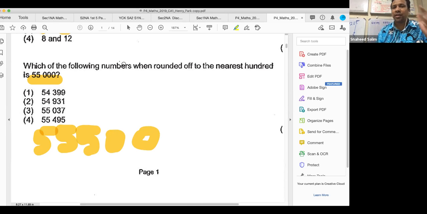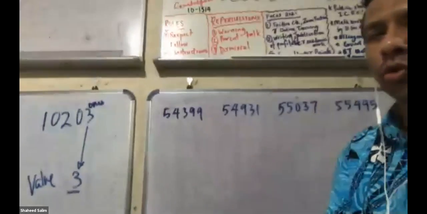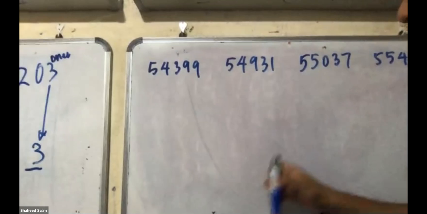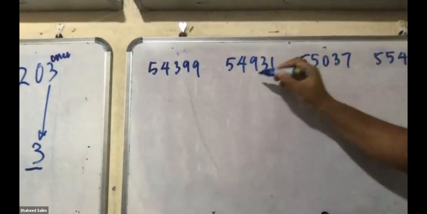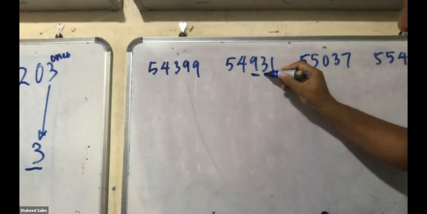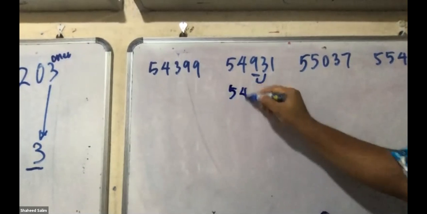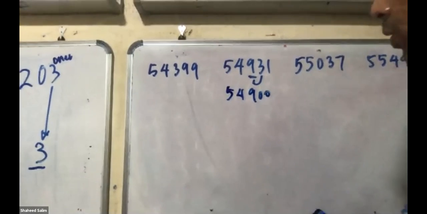This one now is the unique one. That's why I want to show you on the board. This one is a little bit unique. Nearest 100, you underline 100, right? Look at this digit. This is still 54,900. Yeah, it's okay.